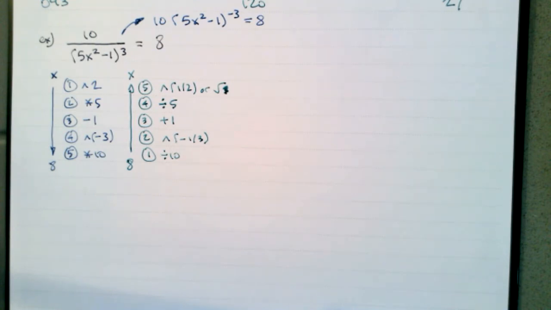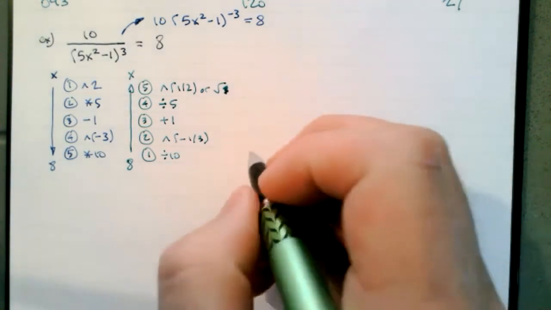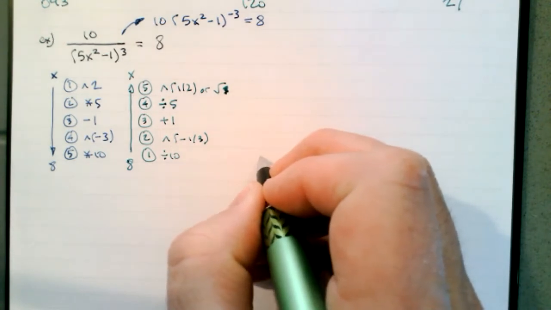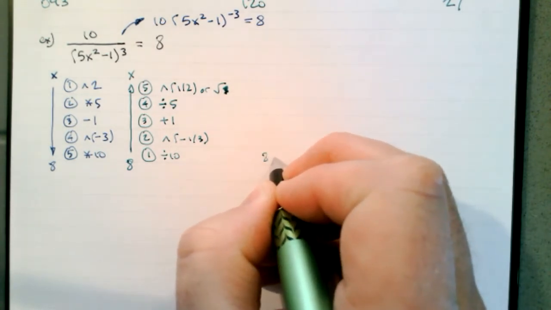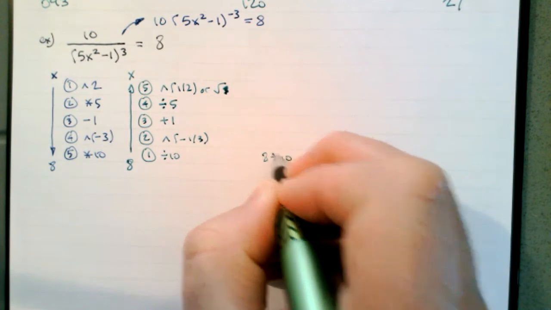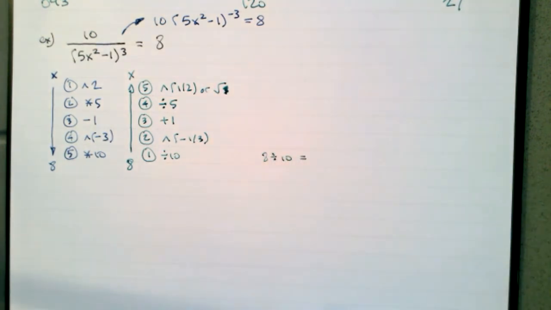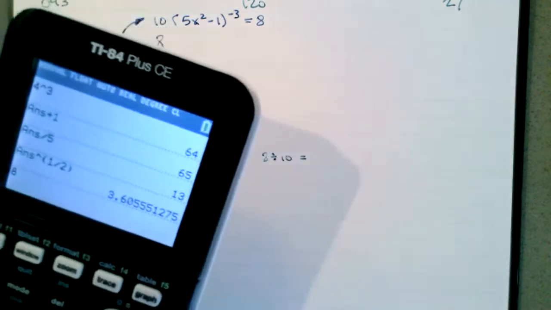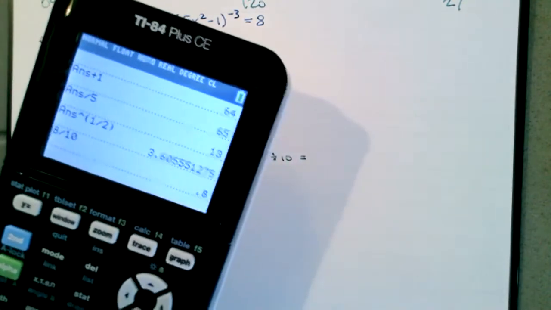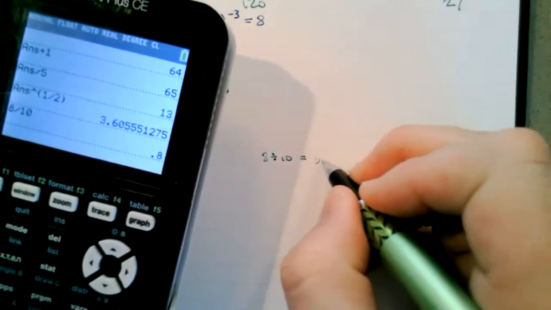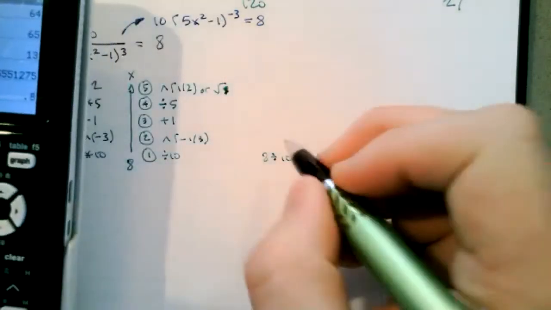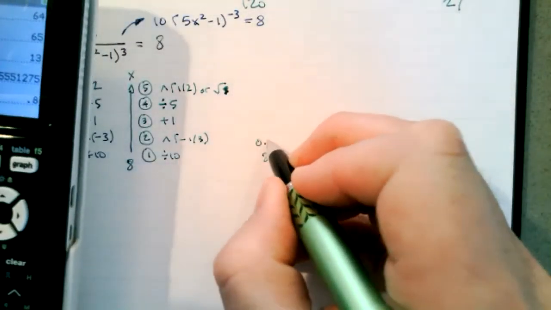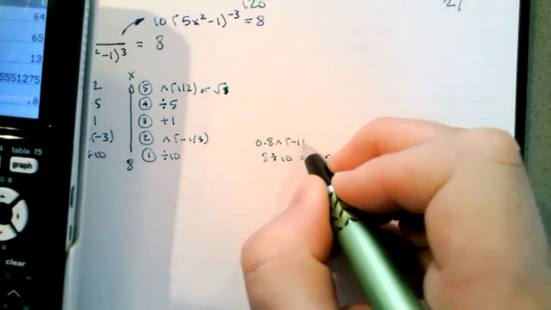So now, we'll just follow through all these inverse operations. It will take the 8 and we'll divide by 10. Grab our calculator in case things get weird. Take the 8 divided by 10, that's 0.8. And then take 0.8 and raise it to the negative 1/3 power.